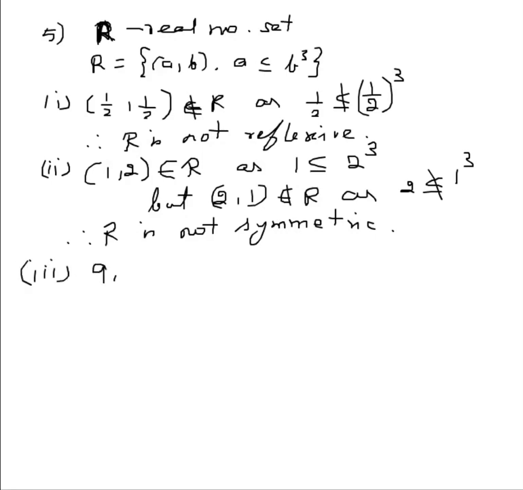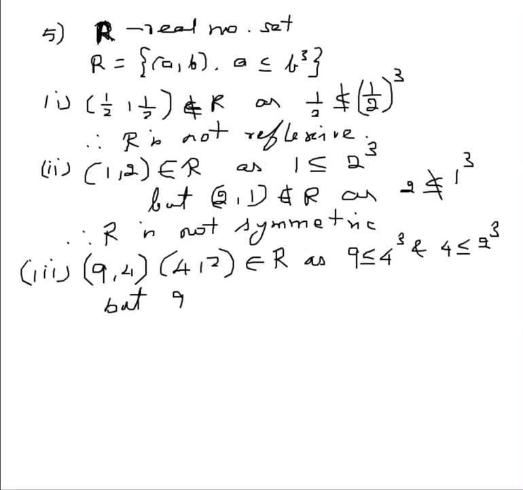Now for transitivity, we will take (9, 4) and (4, 2). These two elements are in R. 9 is less than or equal to 4 cubed and 4 is less than or equal to 2 cubed. 4 is less than or equal to 8 and 9 is less than or equal to 64. But (9, 2) doesn't belong to R, as 9 is not less than or equal to 2 cubed. 2 cubed is only 8. Therefore, R is not transitive.